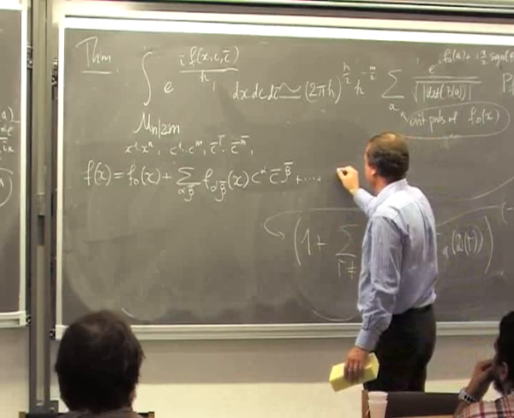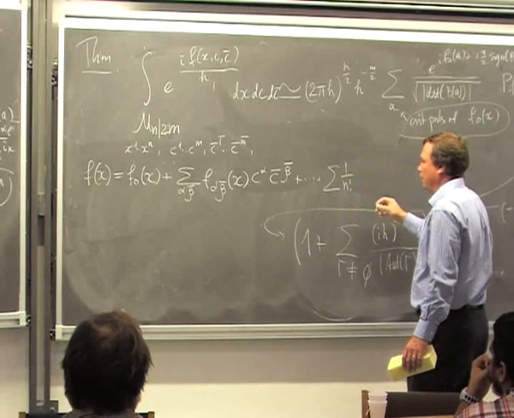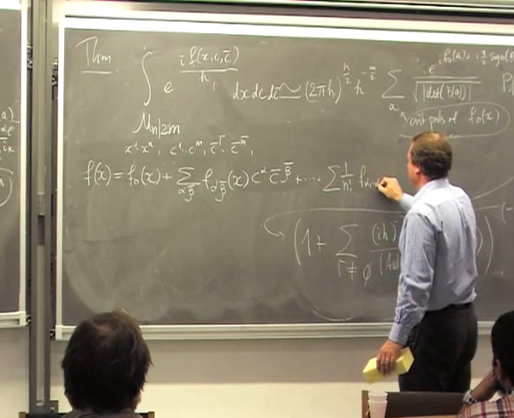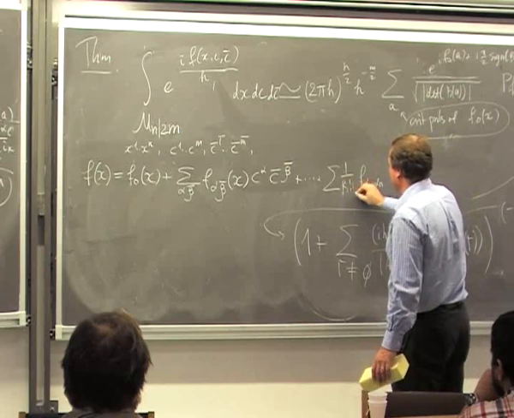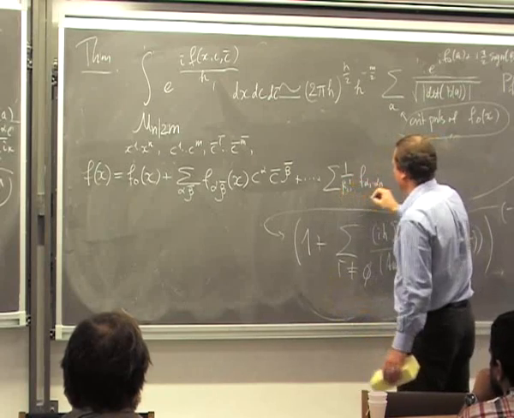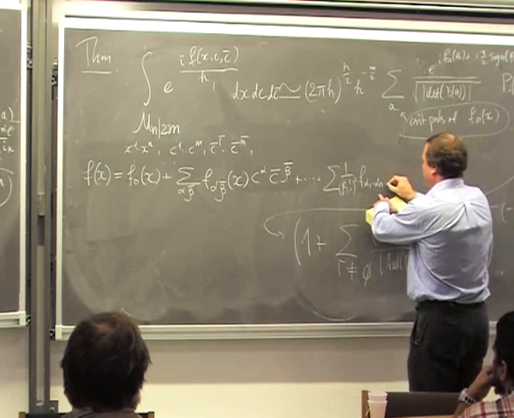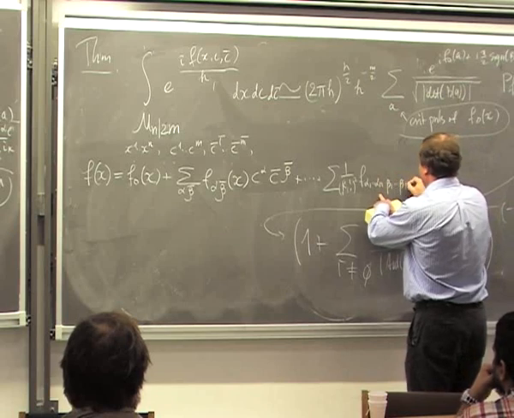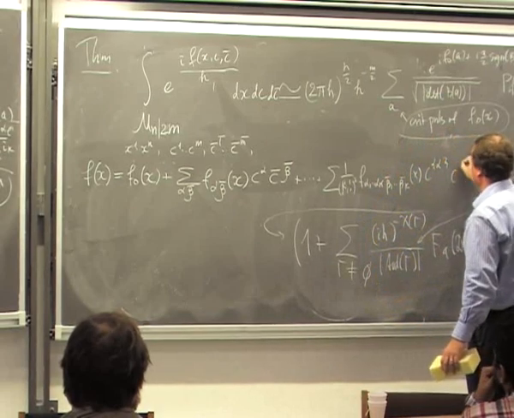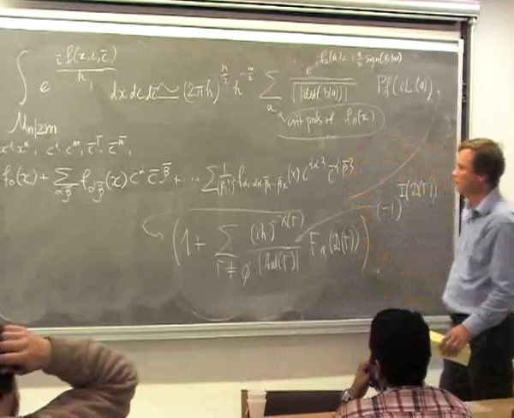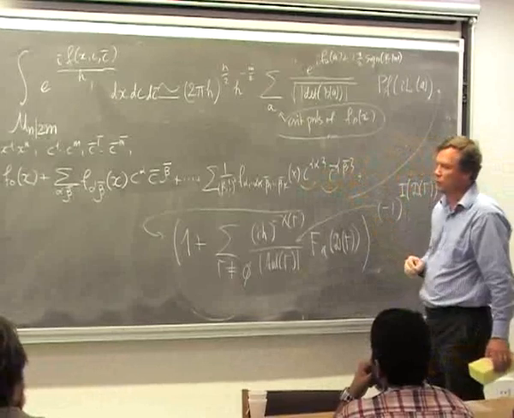So what we will have here is 1 over k factorial, f alpha 1 through alpha k, I'm going to put the k factorial squared, beta 1 through beta k bar of x, and then c alpha c bar beta bar, plus and so on. So the number of c's is always equal to the number of c bars.